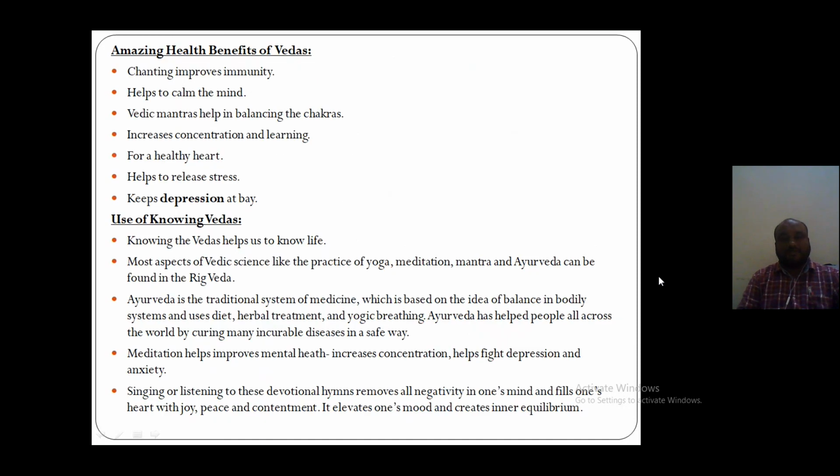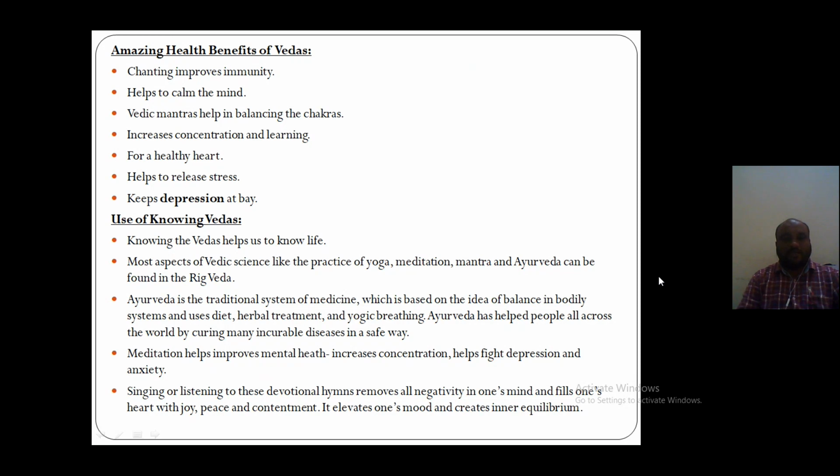Amazing health benefits of practicing Vedic literature are listed as below. Chanting improves immunity and helps to calm the mind. Vedic mantras help in balancing the chakras, increase concentration and learning, are useful for a healthy heart, help to release stress, and keep depression at bay.